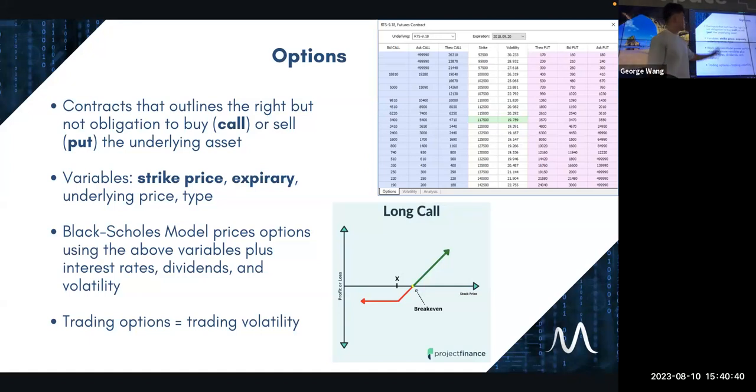And these are the main variables of an option, right? Obviously, you have the underlying asset, that's a variable. The two most important ones are the strike price and the expiry. And then the type of the option, which is call or put, okay?